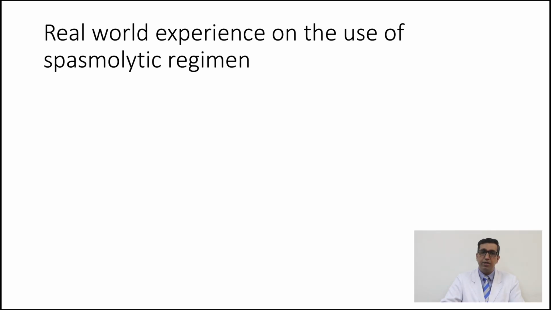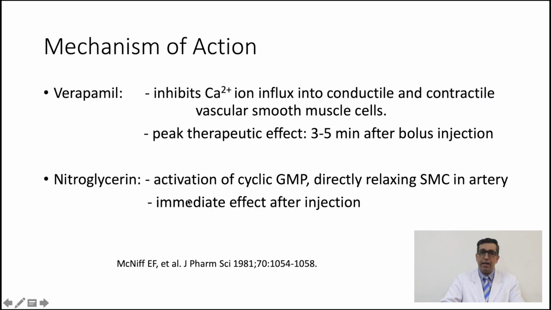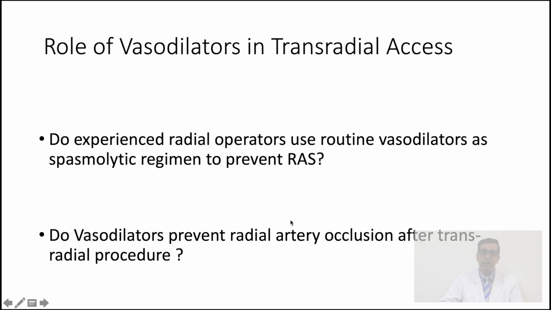So now let's see the real-world experience on the use of spasmolytic regimens. The first and second international surveys, as well as the International RAS Registry, showed that the most commonly used vasodilators are verapamil and nitroglycerin, and some centers are still using the combination of verapamil plus nitroglycerin. As we all know, verapamil inhibits the calcium ion influx in the vascular smooth muscle cells, while nitroglycerin activates the cyclic GMP. So do experienced radial operators use routine vasodilators as a spasmolytic regimen to prevent radial artery spasm?